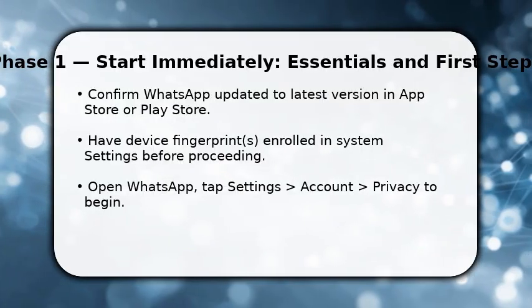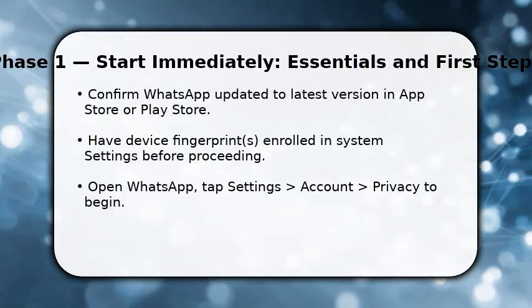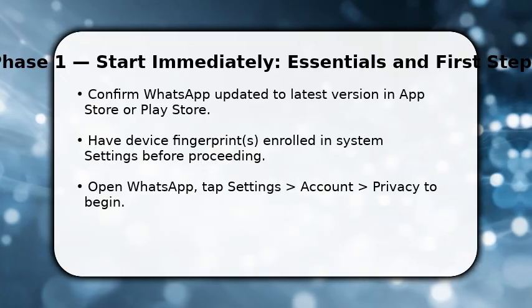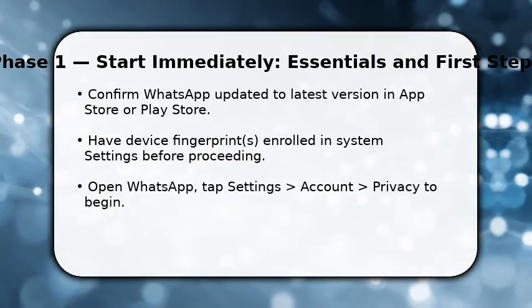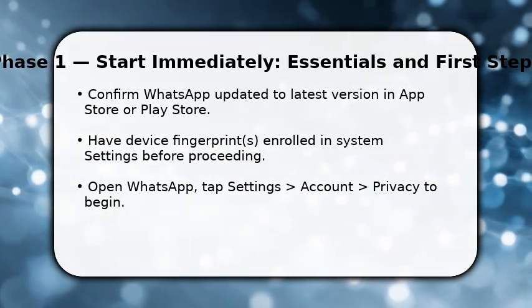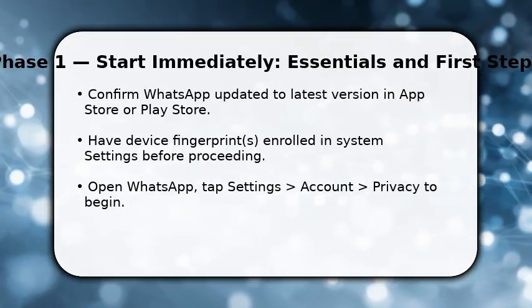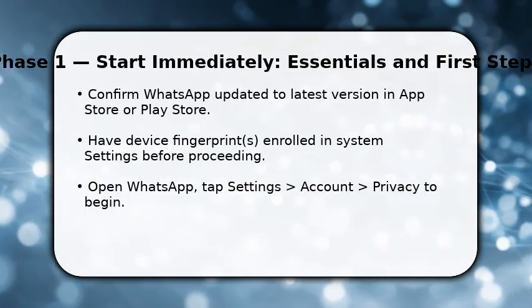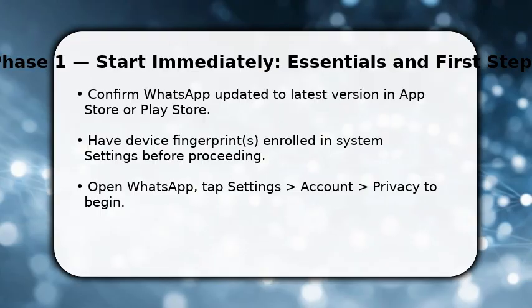You start by ensuring WhatsApp is updated and your phone already has at least one fingerprint registered. This is required. Open WhatsApp and tap Settings, then Account and Privacy. Once you reach Privacy, look for the Fingerprint Lock or Fingerprint Chat Lock entry. This is where the setting lives. Tap that option to begin enabling the lock.